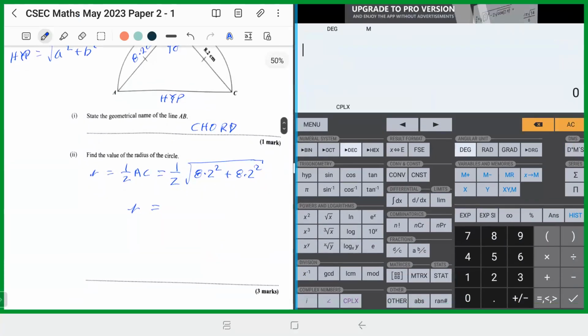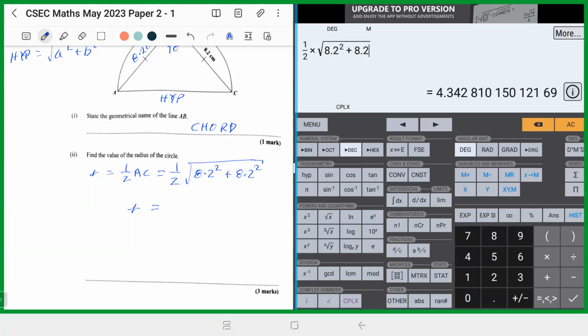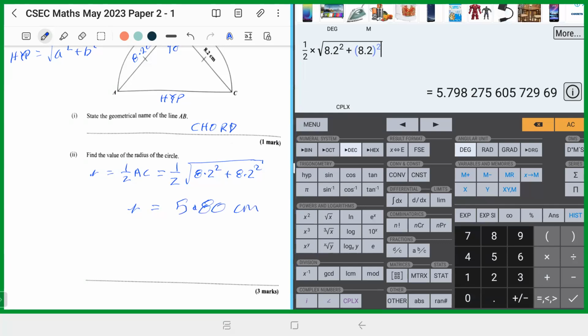Radius. So we're doing a half times square root of 8.2 squared plus 8.2 squared. That's 5.798, 5.80 centimeters. Okay, correct to three significant figures, 5.80.